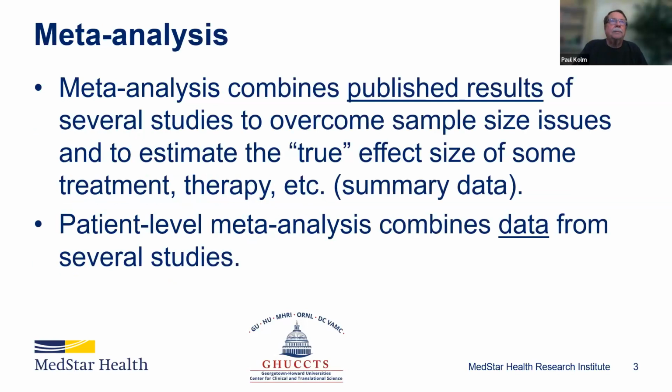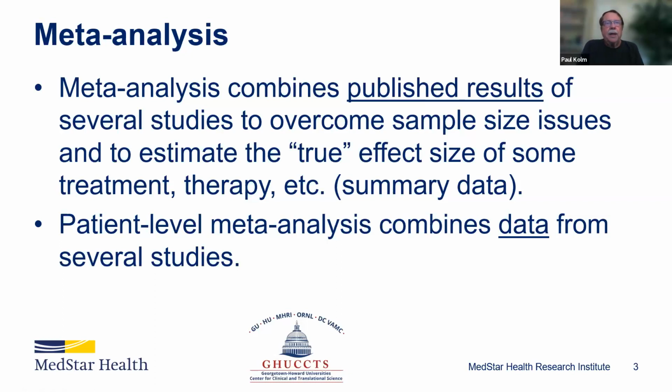So as I'm sure everyone probably knows, meta-analysis combines published results of several studies, and this is primarily done to either overcome sample size issues if some of the studies are quite small, and then also to estimate what the true effect size of some treatment or therapy might be. The key here is that we have summary data. We don't have actual individual patient data.